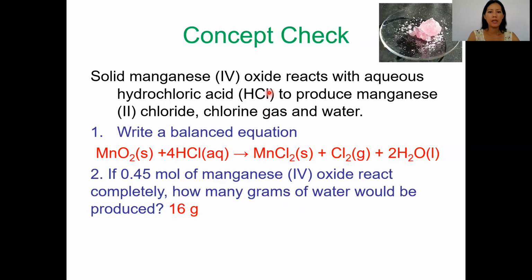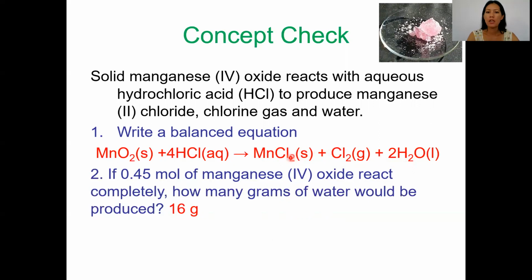So here I put HCl. The manganese 4 oxide, manganese 4 means you have Mn4+. Don't forget, this has nothing to do with the number of atoms. 4+ must pair with 2 2- of an O. Add HCl, and you produce manganese 2 chloride, so you have Mn2+, which must pair with 2 Cls. I'm sorry, not reacting, producing chlorine gas and water.